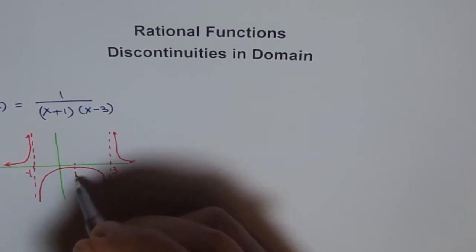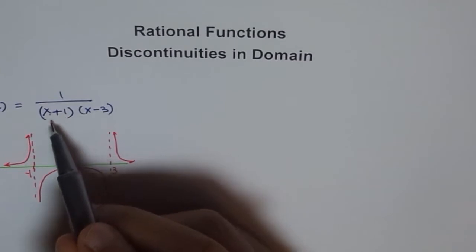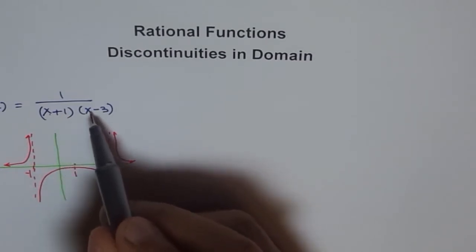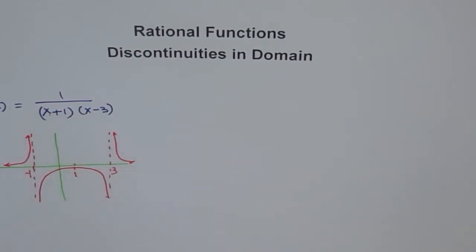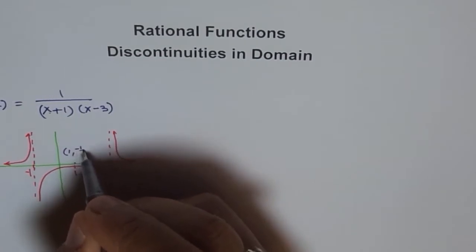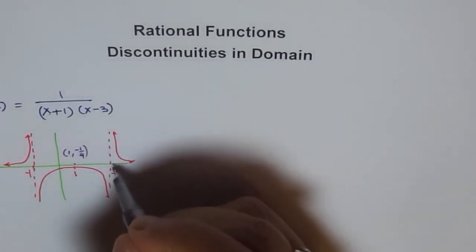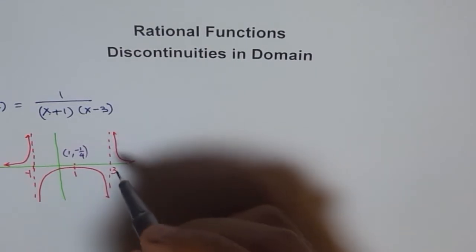And the y value you can get by plugging in 1 here, and you get 1 plus 1, 2. So 1 minus 3 is minus 2. So 2 times minus 2 is minus 4, so it is minus 1 over 4. So this coordinate here will give us the local maximum, which is (1, minus 1/4), correct?